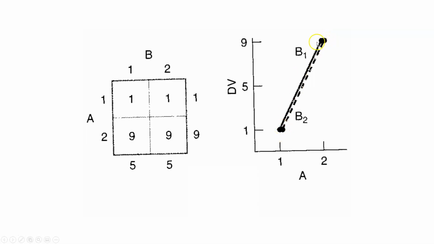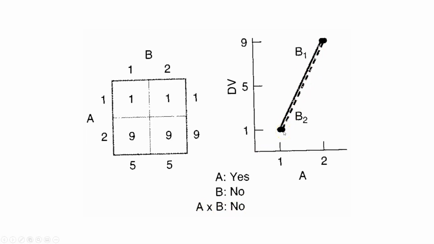If you look at these lines, we have to ask, are they parallel? Yes, they're parallel, so does that mean there's an interaction or no interaction? There's no interaction. So, in answer to the question, for factor A, there's a main effect, 1 versus 9. For factor B, there's not a main effect, 5 versus 5, no difference. And is there an interaction, A times B, or A by B? There's not, because these two lines are parallel.